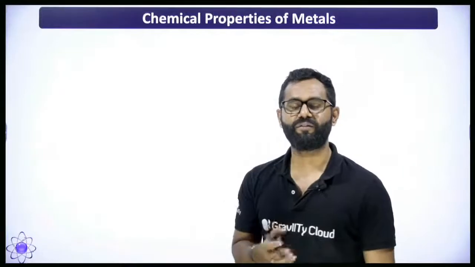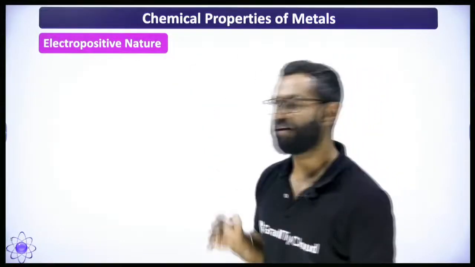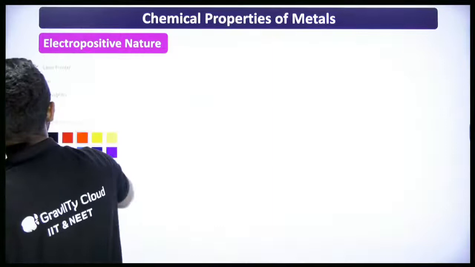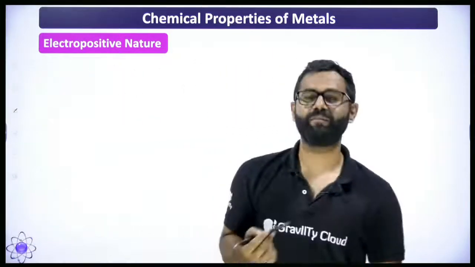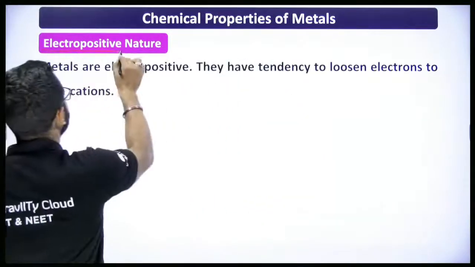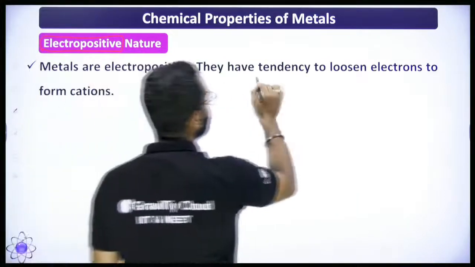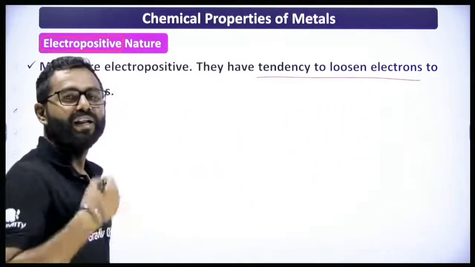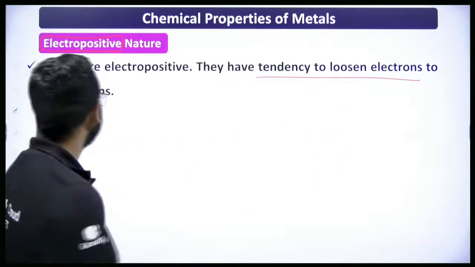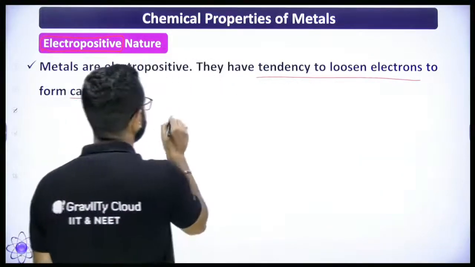So first of all, the very first property of metals with respect to chemical reactions is the reaction, or we can say electropositive nature. Now when I say electropositive nature, that means metals have the tendency to lose electrons. So when the electrons are lost by metals, what happens? They form the cations, right? They form the cations. Let's take the example.